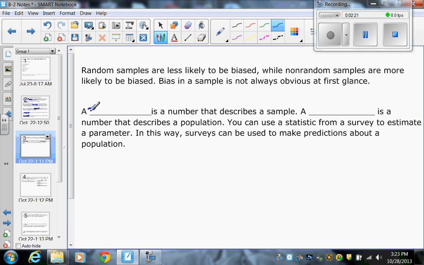A statistic is a number that describes a sample, while a parameter is a number that describes a population. The way you can remember that statistic goes with sample and parameter goes with population is that statistic and sample both start with an S, and parameter and population both start with a P. You can use a statistic from a survey to estimate a parameter. In this way, surveys can be used to make predictions about the population.